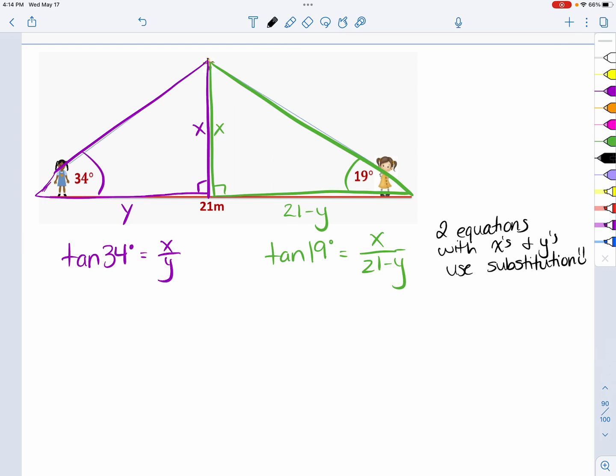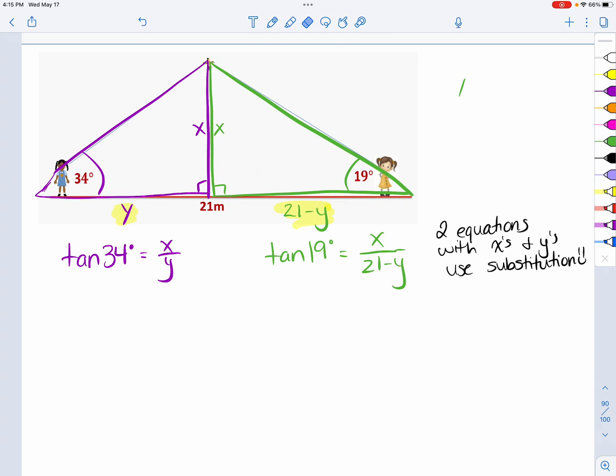Then all I know is the distance between the two girls is 21. I don't know how far either one of the girls are, so what I did is I let y represent one side, then the other side would be 21 minus y. Right, because that bottom side has to add to 21. y plus 21 minus y does equal 21. Okay, so we've seen that concept come up in this course a few times now.